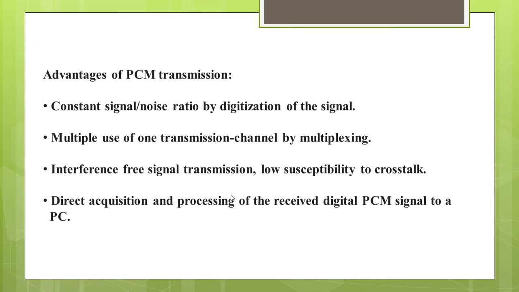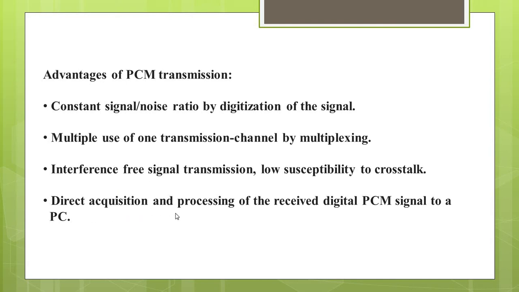Now we'll see some of the advantages of PCM transmission or modulation. The signal to noise ratio is constant because we are digitizing the analog signal. Multiplexing is also possible. We can transmit many signals through the same channel, which is the process of multiplexing. This can be done in PCM modulation. There is no interference in the signal, and there is also very little crosstalk. That means most of the noise is avoided since it is a digital modulation technique.